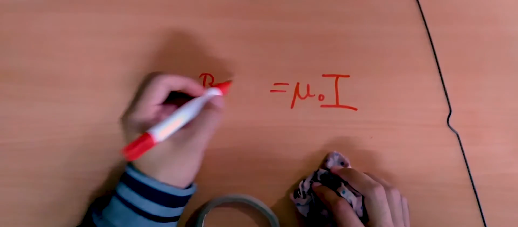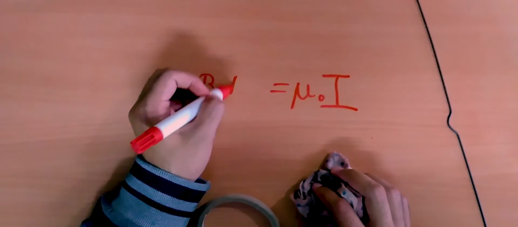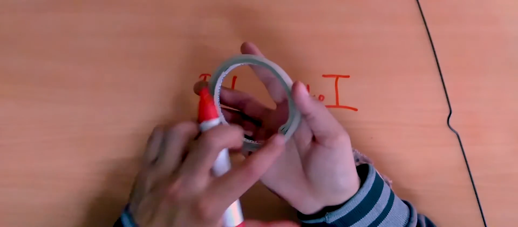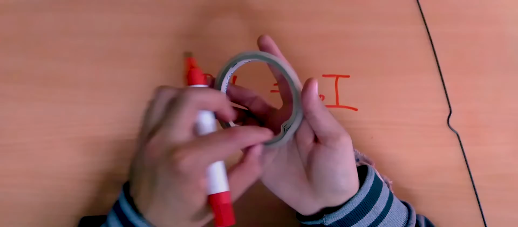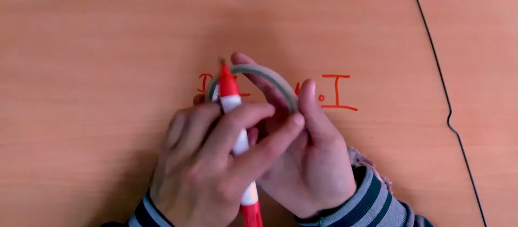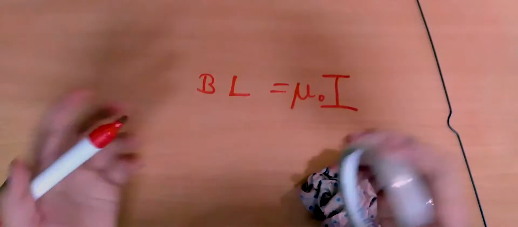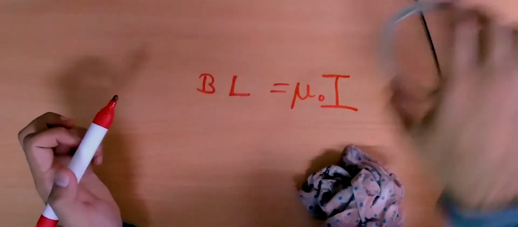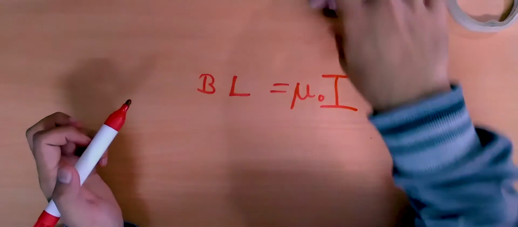So I had a B there, and I can replace the small dl with an L, because L here is the total length of this loop. If I add all the small dls that I have, I should get the length of the whole loop, which is represented by the capital letter L. So this is what I'm left with, and I hope this seems simpler.